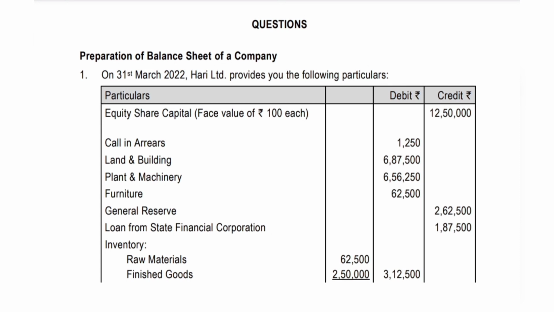And the loan from State Financial Corporation. There are two types of loan, secured loan and unsecured loan. Secured loan means debentures and loans from banks. Unsecured loans are actually payable within a short period, so they appear in the current liabilities. So we have to separate it. And then inventory. In inventory there may be work in progress, raw materials and finished goods. All the details must be given in the notes to accounts.